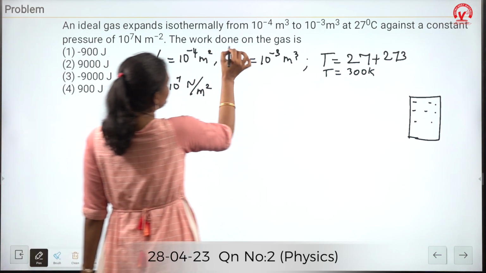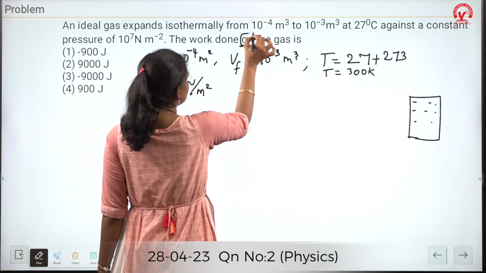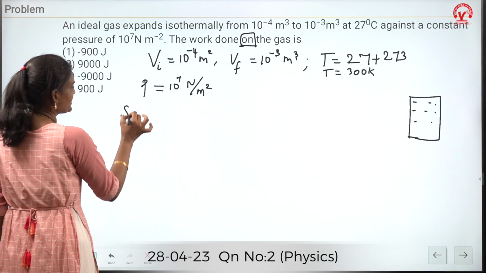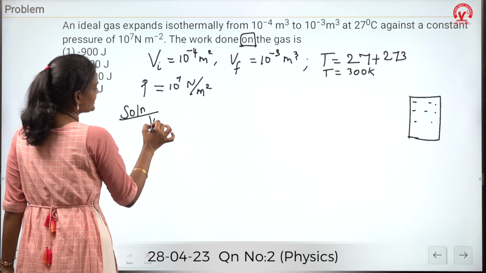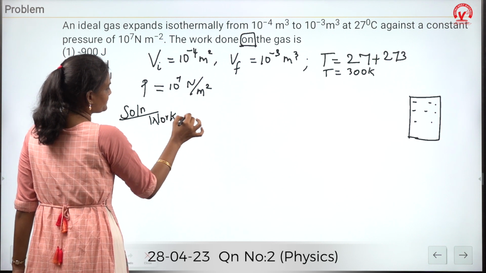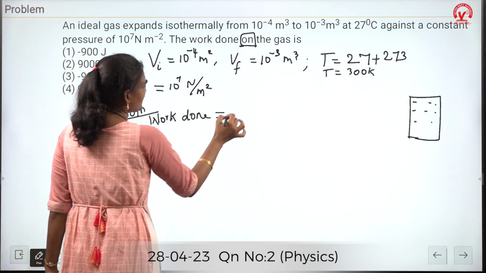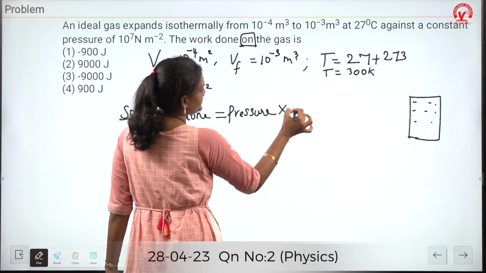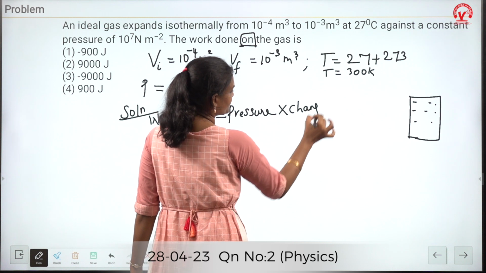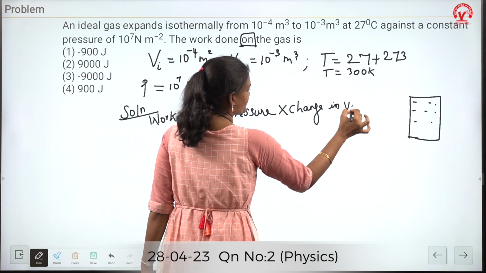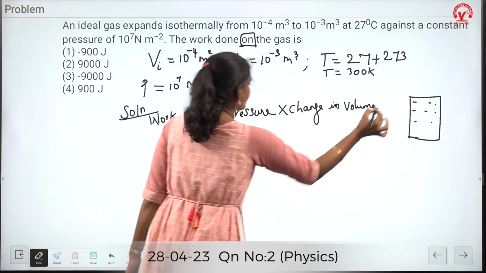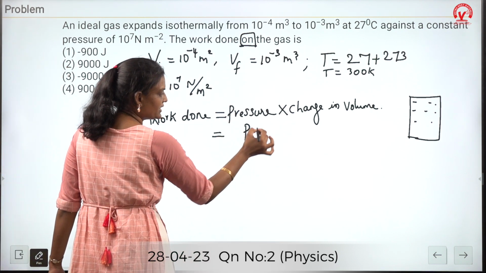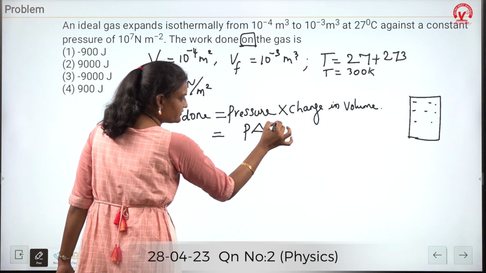Our aim is to calculate the work done on the gas. This is very, very important. Work done on the gas. Now solution. Work done is equal to pressure into change in volume. This is the formula. So here pressure we are denoting with the symbol P and change in volume as delta V.